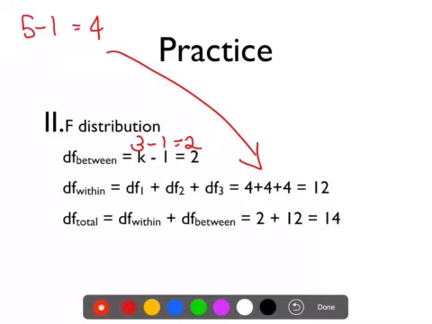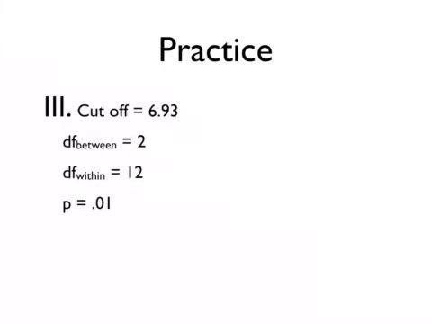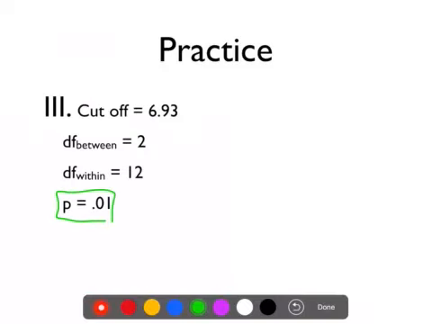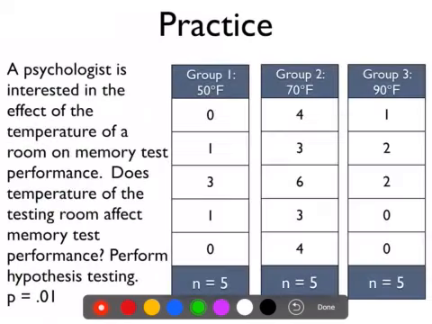The same thing for degrees of freedom total. We're just going to add, the 2 goes here, and the 12 goes here, and that gives us degrees of freedom 14. Okay, our cutoff value, again, we're using 0.01, so we're using a more stringent cutoff, and using degrees of freedom 2, 12, we're going to get a cutoff value of 6.93. Okay, so to the math.